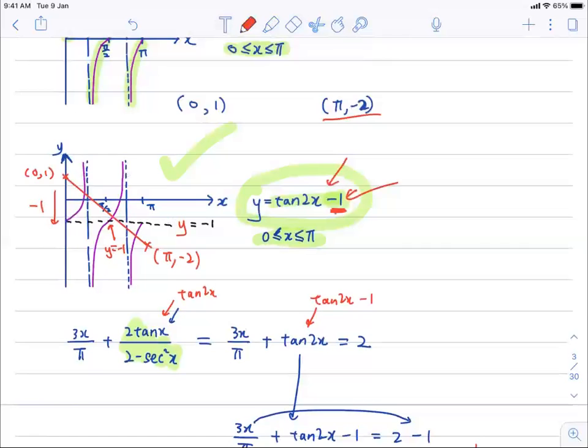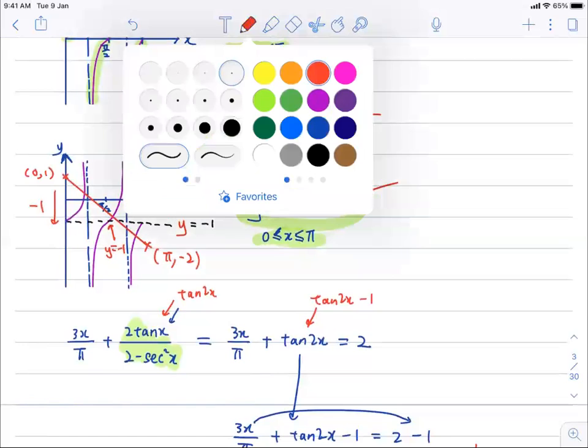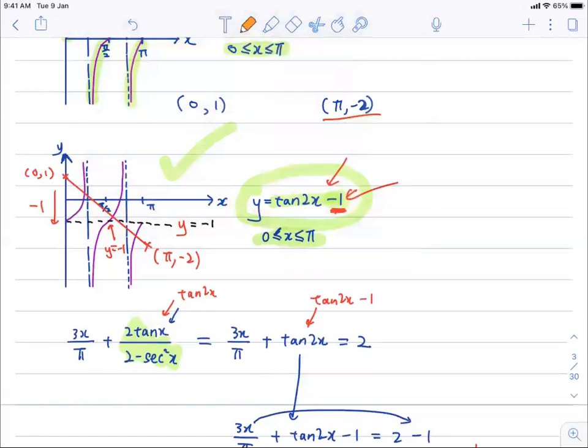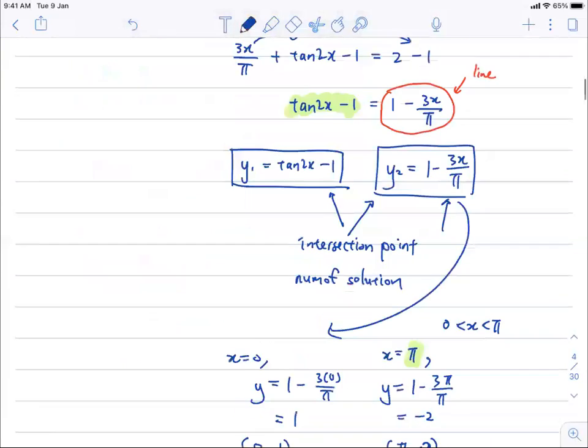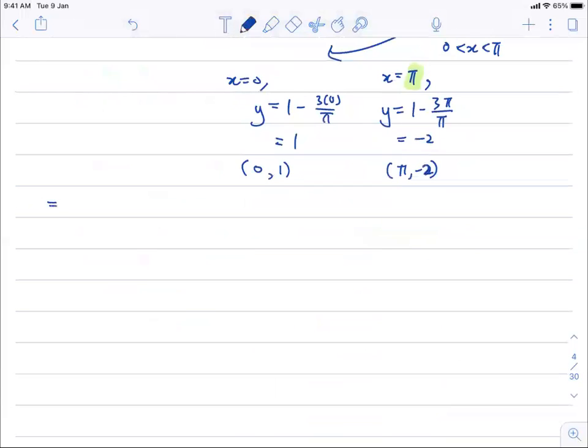Okay, so now we got our second line. Then we can find the number of solutions, which is the number of intersection points. This is the first, the second one, the third one. So we have 1, 2, 3, 3 solutions. So we can write: number of solutions is equal to 3.